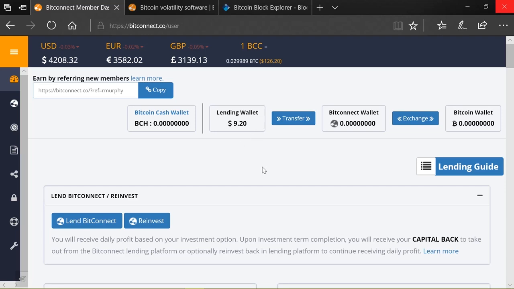Now the reinvest option is about 90% of what I do in the Bitconnect system. And the reason why is because you get a varied rate per day compound interest, and it's the compounding of that interest that is so remarkable.